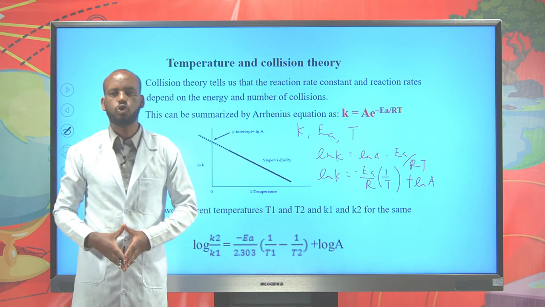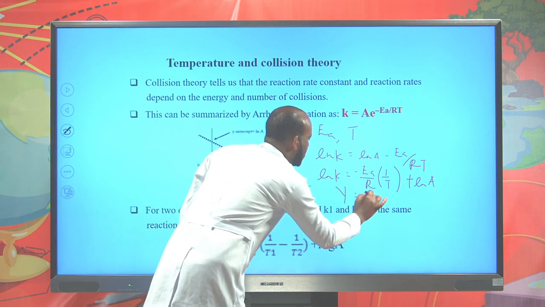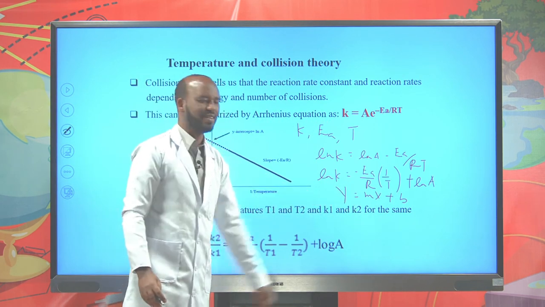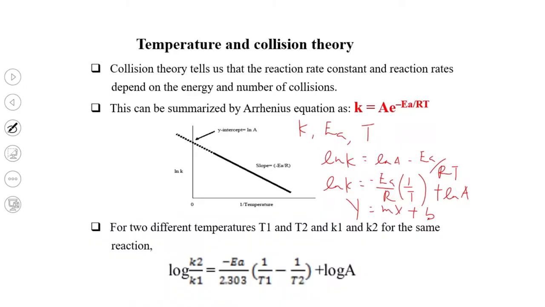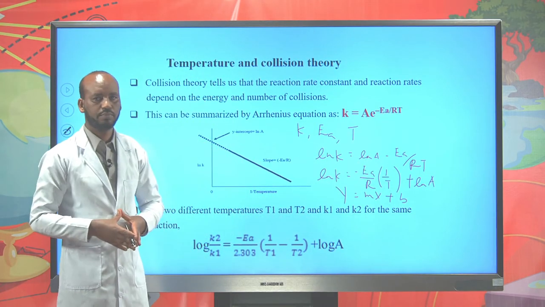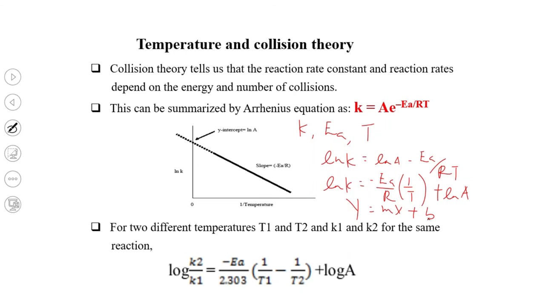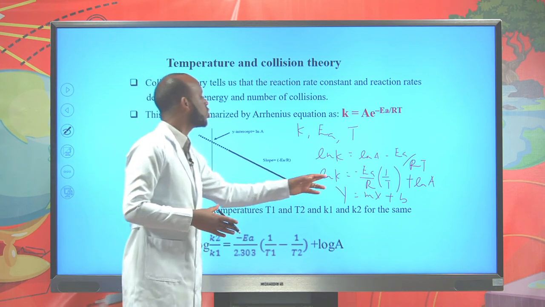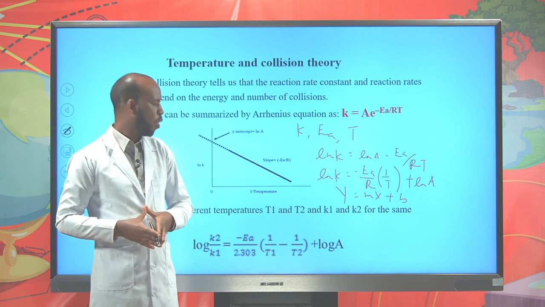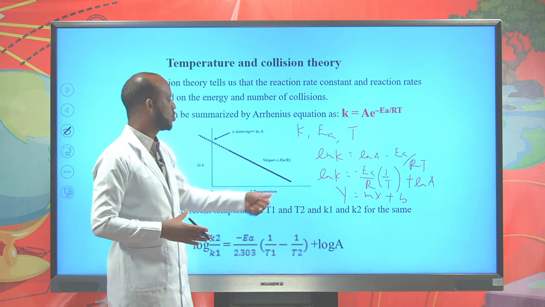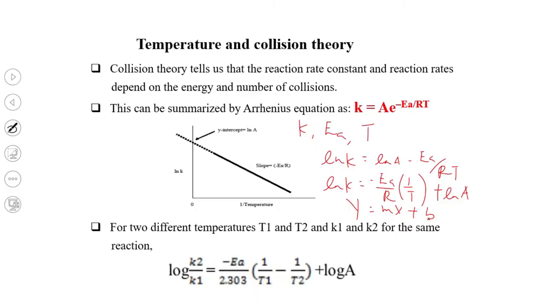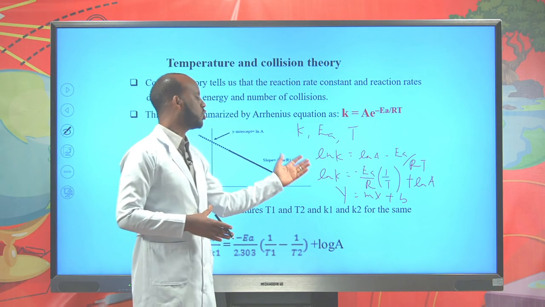This equation is similar to the equation of a straight line, which is y equals mx plus b, where m is the slope of the line and b is the y intercept. Therefore, a plot of ln k versus 1 over T is a straight line with slope minus Ea divided by R. What do you understand from this equation? This equation shows that for a reaction having a large value of activation energy, its rate constant is small and the reaction is slow. When the temperature of the reaction increases, the rate constant also increases and the reaction is fast. This is the relation between rate constant and temperature.